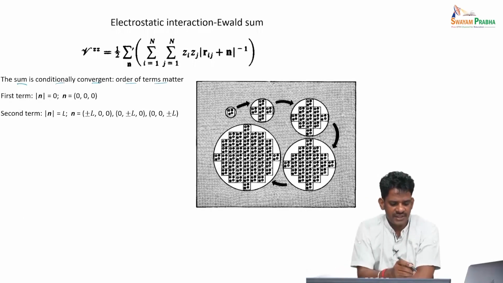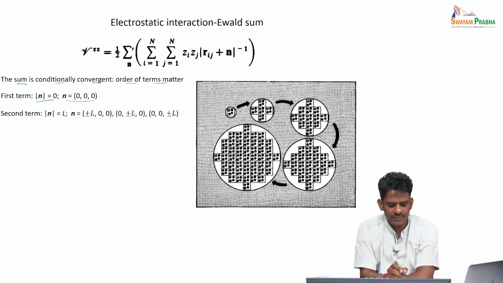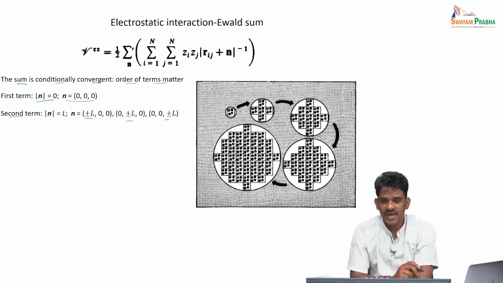So, this sum is basically conditionally convergent, that means it depends on the order in which the periodic boxes are added up. So, in general what we need to do is, first we have to add n equal to 0, that means all the neighbors in the same central simulation box with the index 0,0. Then the second term should have all the 6 neighboring boxes, plus or minus L in the x axis, plus or minus L in the y axis, and plus or minus L in the z axis. It is actually shown pictorially here in 2 dimensions.